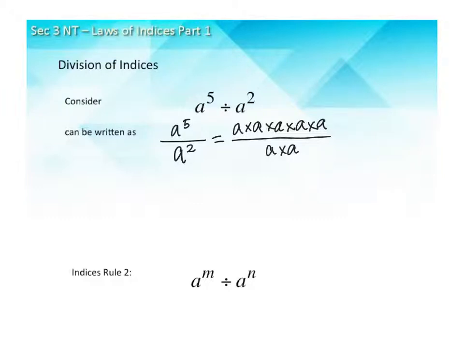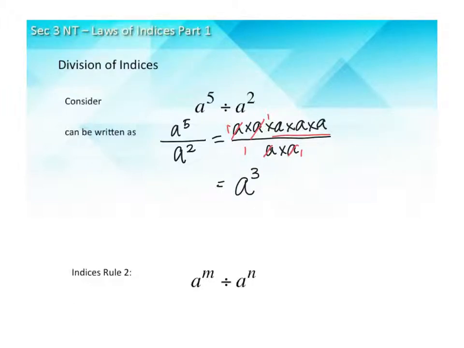Now when we have a fraction, we need to simplify it by cancelling out the common factors. So I cancel out the first pair. Now the moment I divide by letter a, which is not 0, I'll get 1. Now I cancel out the second pair, get 1 as well. What am I left with? I'm left with a to the power of 3 in the numerator. So in this case, I will write the final answer as a to the power of 3.